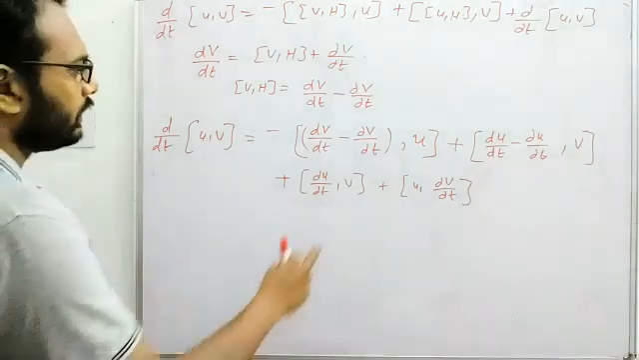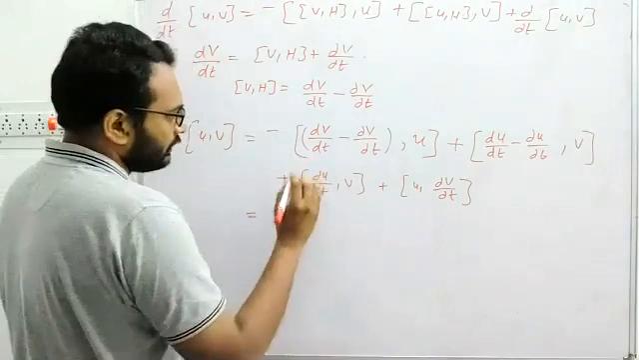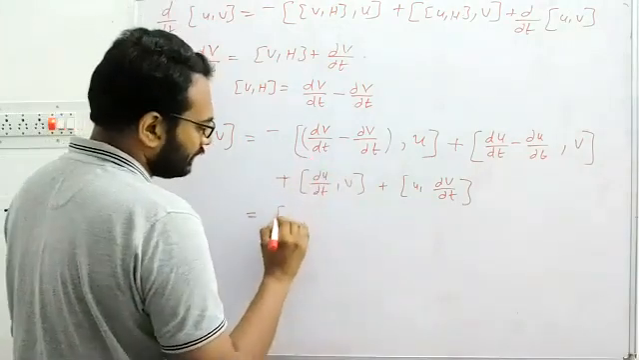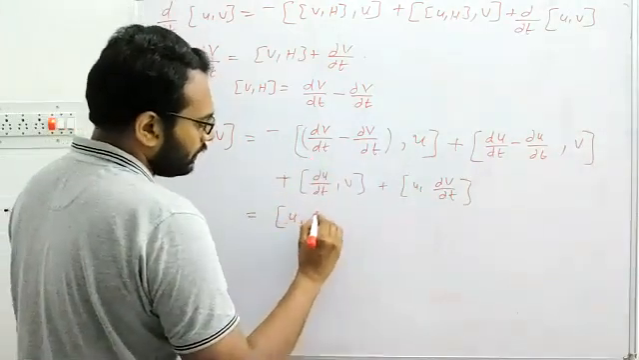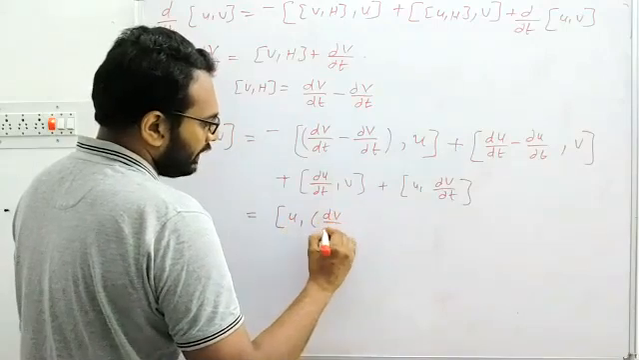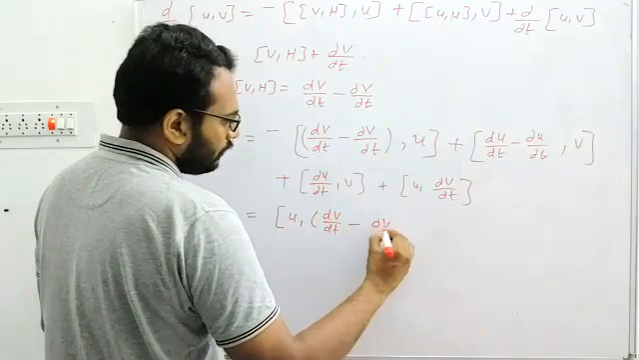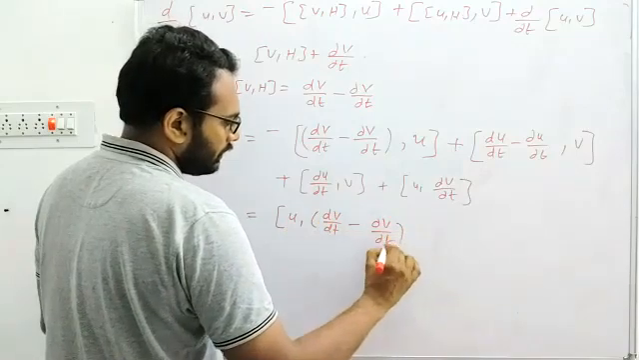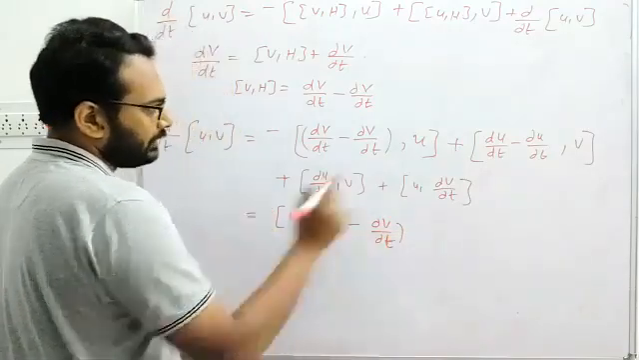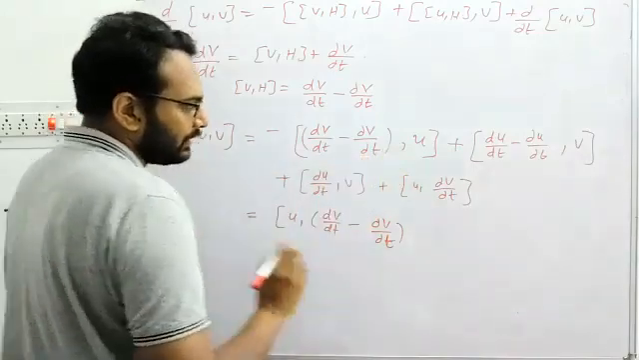Okay, I think we can. Let's just write one more step so it becomes easier. So this we'll write as u comma dv by dt minus ∂v by ∂t. Okay, so we have taken away the minus sign by interchanging the terms inside the Poisson bracket.